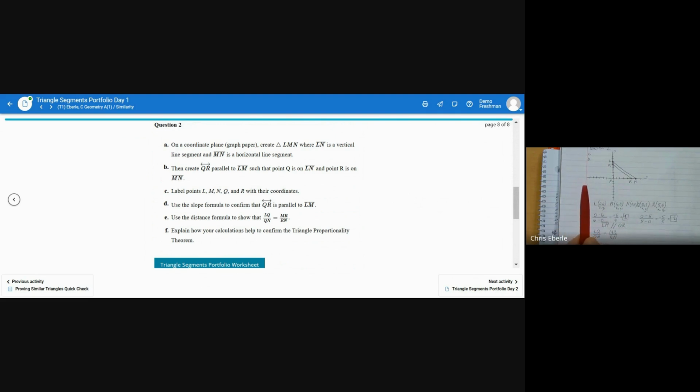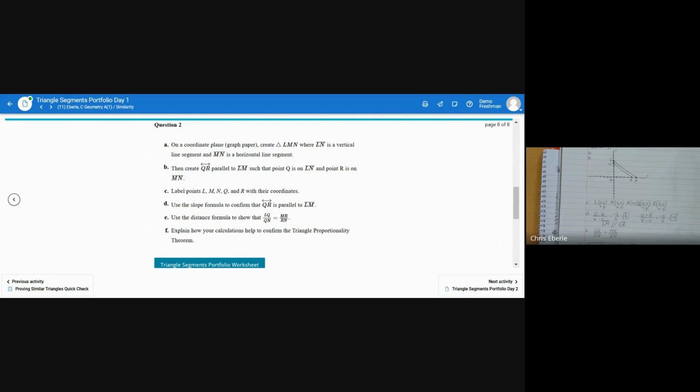Okay. Then it says where LN is a vertical line, create QR. So QR is parallel to LM, okay? So QR is parallel to LM. If you want to, sketch this out while you're watching it, you certainly can.